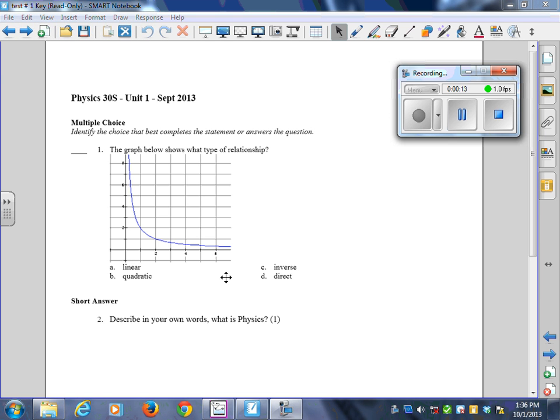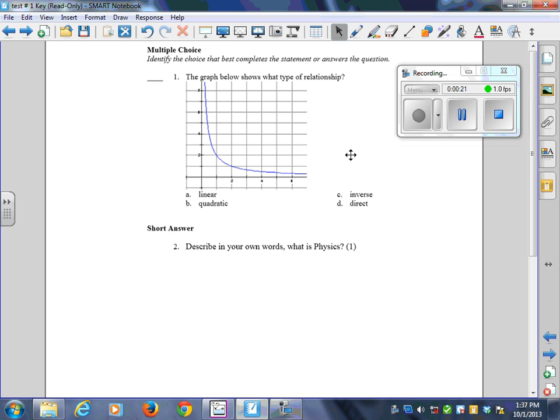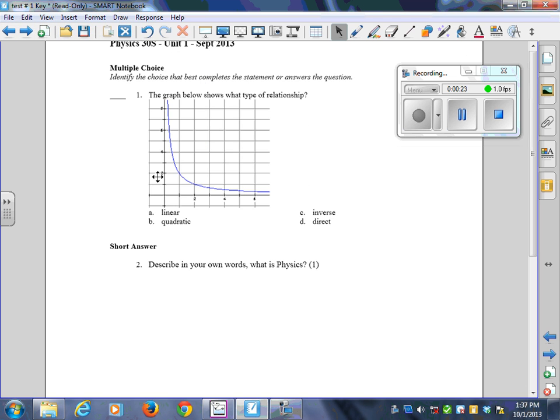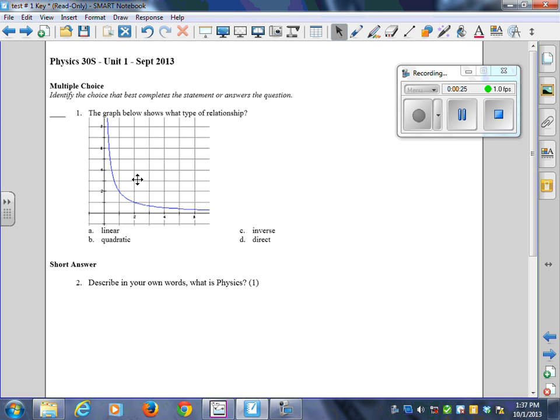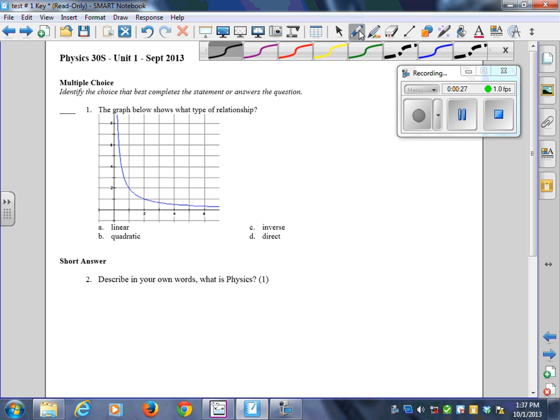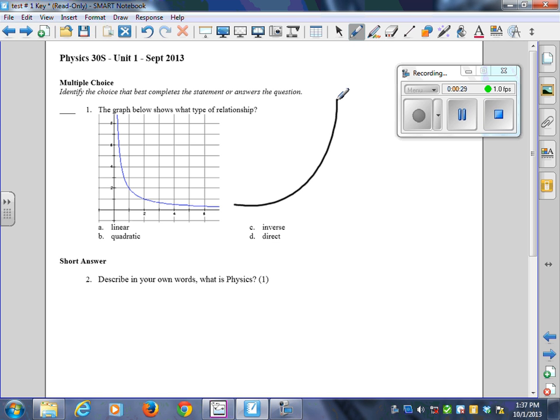Correct answer is C, inverse. There was the odd person that said quadratic. Quadratic would not look like that. Quadratic would look like this. Quadratic would look like this, right? If it was the other side, then it would continue, it would eventually go up. Okay, it wouldn't be flat like that. So that's an inverse one.